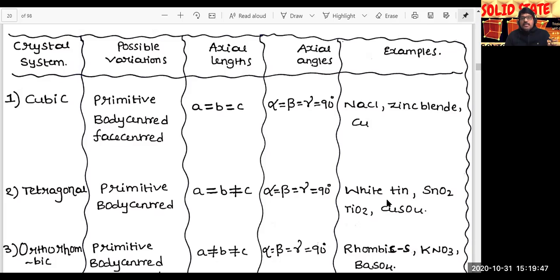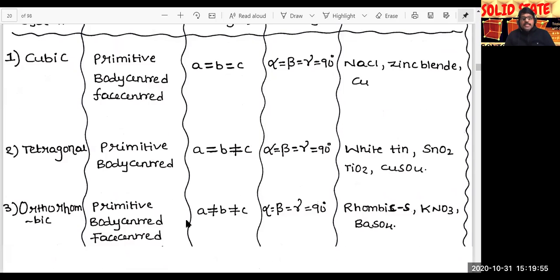What are the examples? These examples are 100% sufficient because these examples are mentioned in the NCERT textbook. And the next one is orthorhombic. Orthorhombic crystal system, basic crystal system.